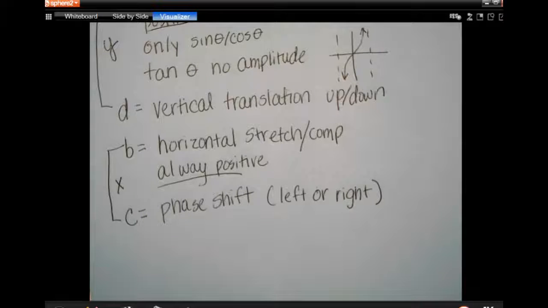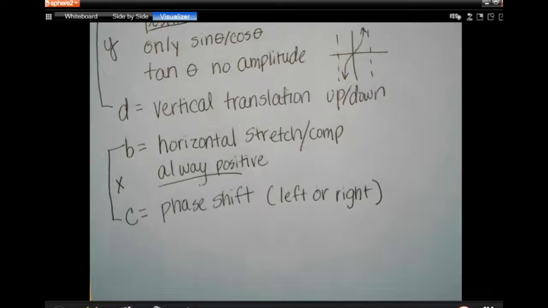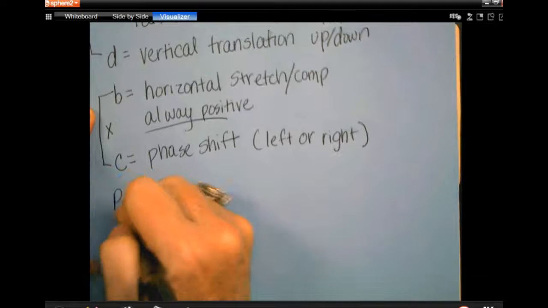So it's a horizontal stretch or compression. It's always positive. And C is the phase shift. And what do we know about everything that affects our X variable? It's a lie, right? So the B, if it's multiplying, it's really dividing. And if it's a positive phase shift, it's really to the left and not to the right. So then we talked about period.